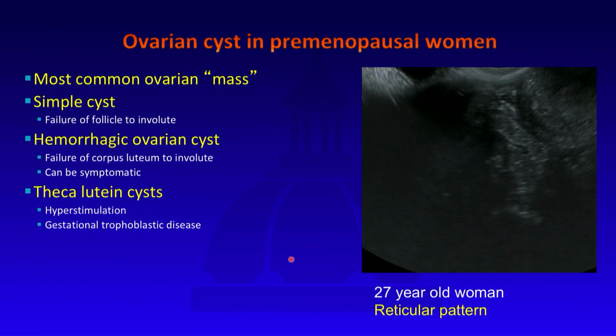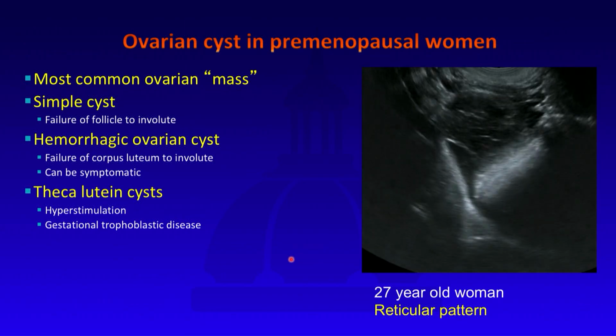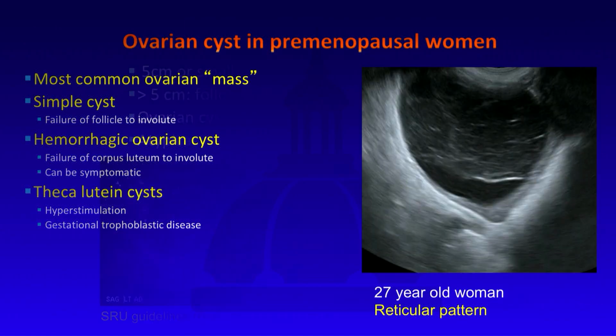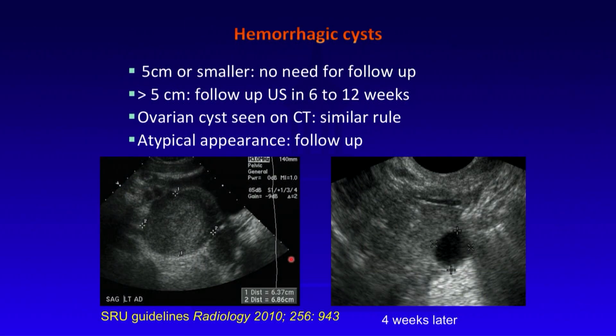And of course, then you have your theca lutein cysts, which are also functional cysts. And we can recognize them. That's no big deal. Now, what do we do when you have a hemorrhagic cyst? Whether you see it on ultrasound or you see an ovarian cyst on CT, it's a similar rule. If it's 5 centimeters or smaller in a premenopausal woman with a classic appearance of a hemorrhagic cyst, they don't need a follow-up.